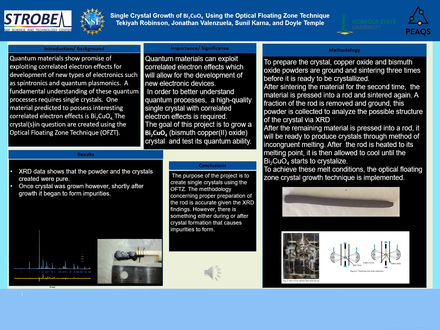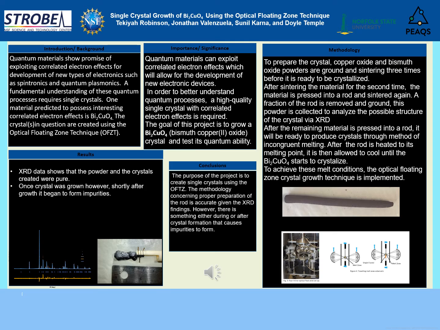To achieve the melt conditions, the optical floating zone technique is implemented. Halogen lamps are focused on the ceramic rods and heated via the light absorption by the material. This method allows for faster, high-quality crystal growth from the melt.